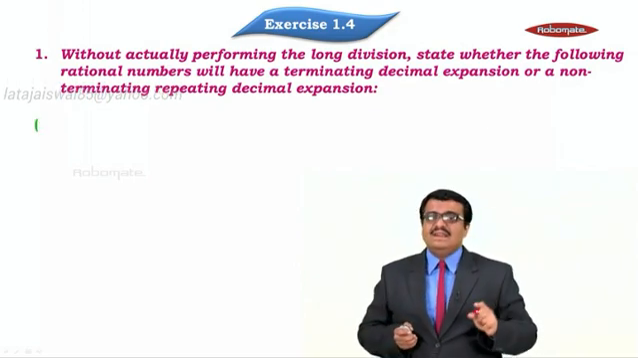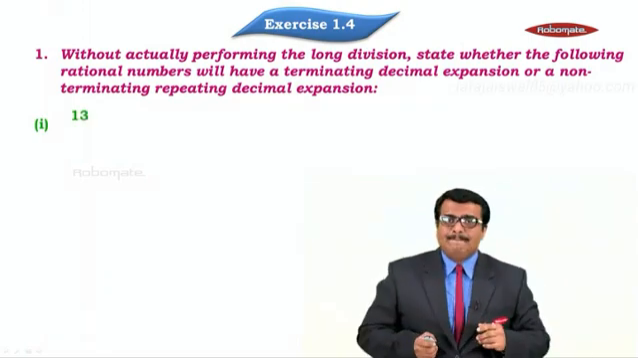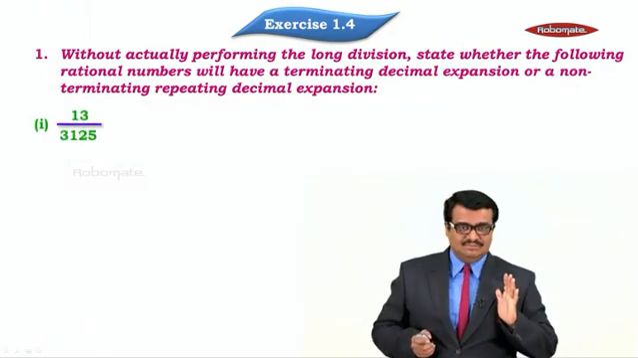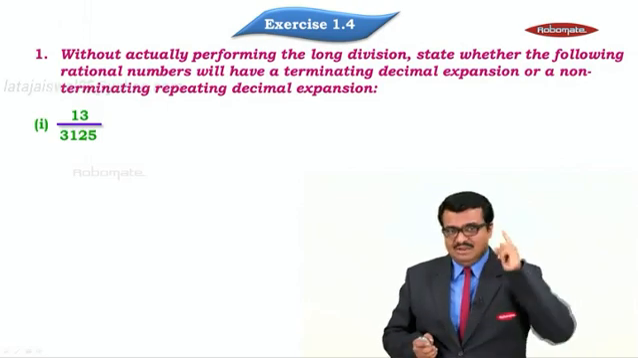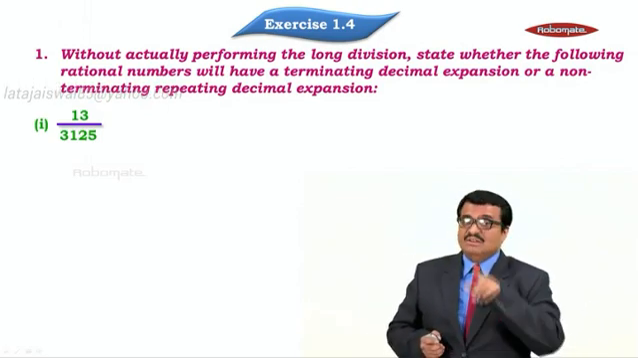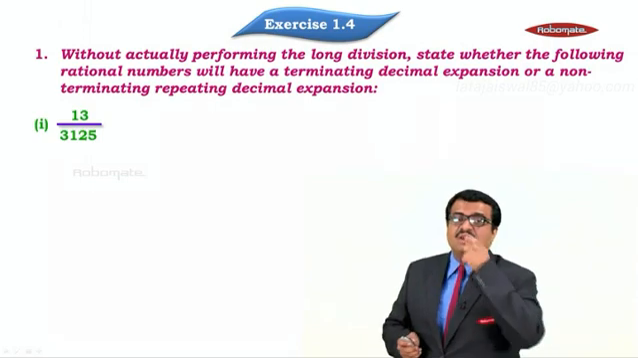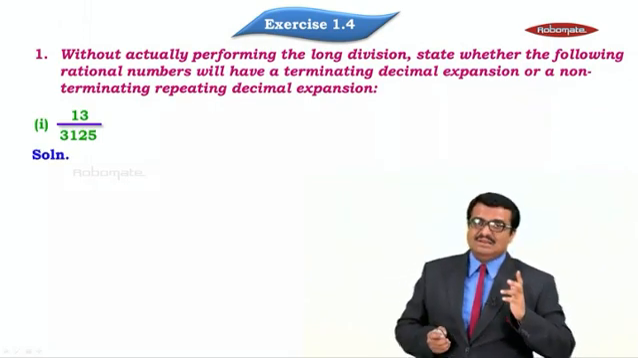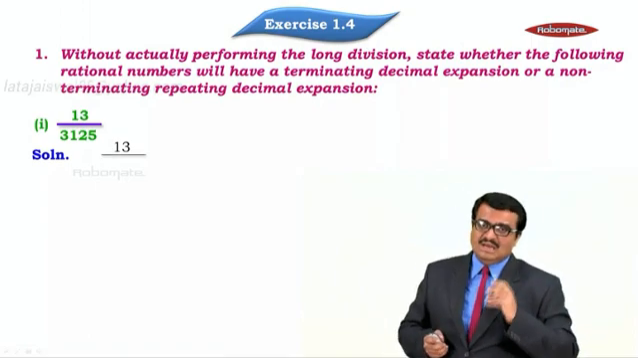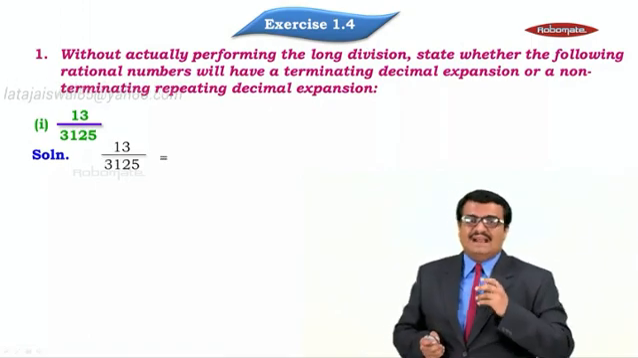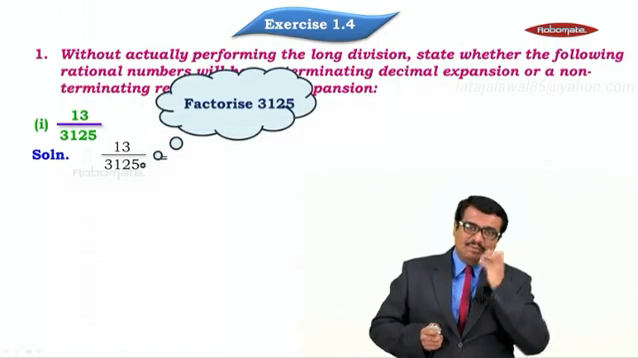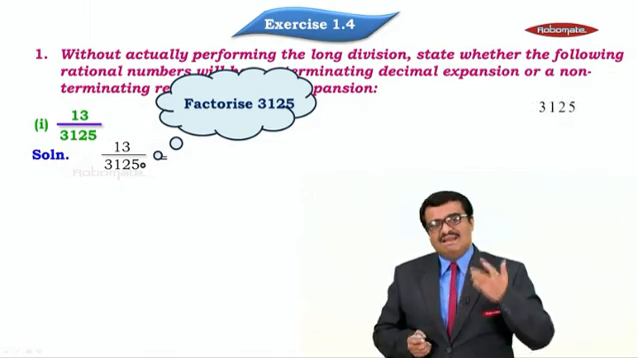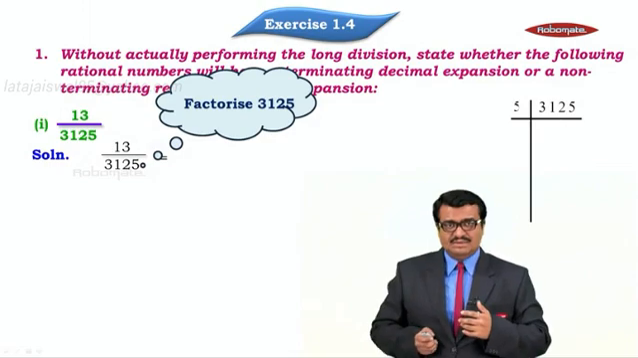Right? The first question, 13 upon 3125. This is a rational number. So either the decimal expansion is going to be terminating or repeating. But without dividing it, we have to say what it is, whether it is terminating or repeating decimal expansion. So what we will do: 13 upon 3125, we will factorize this denominator, that is 3125. So let us take this 3125 to our working column and do a prime factorization of it.